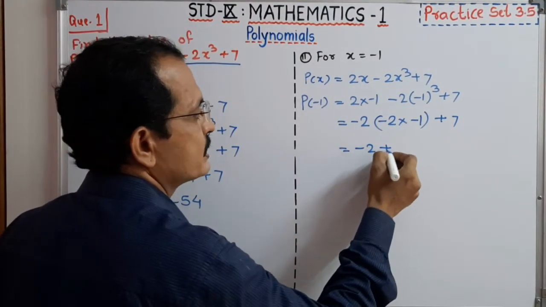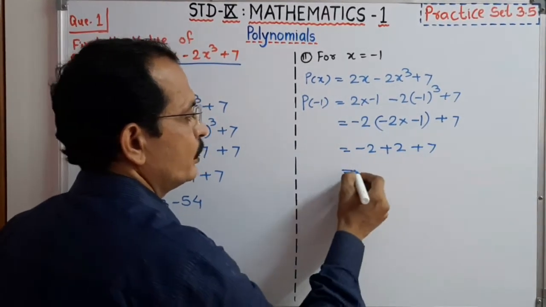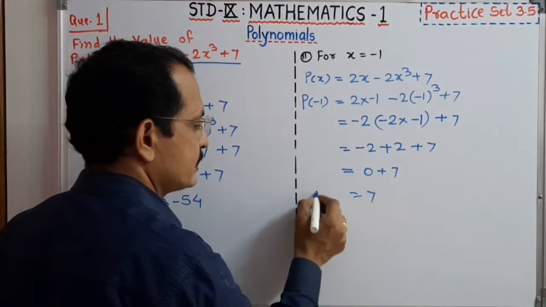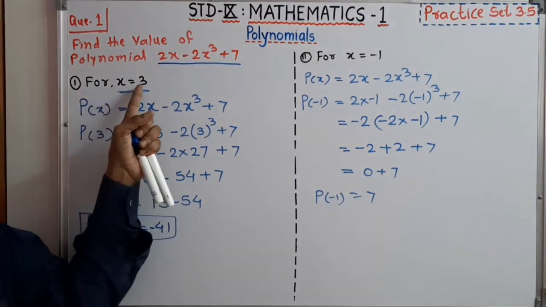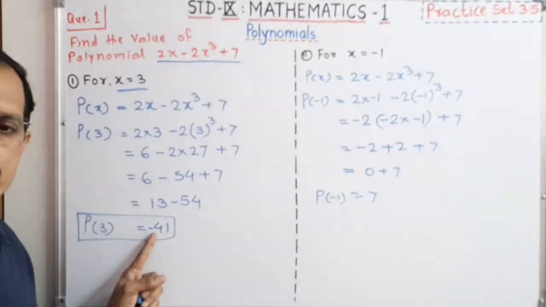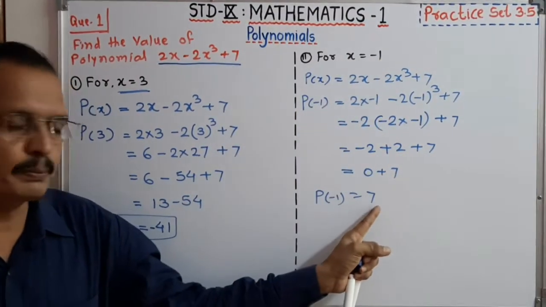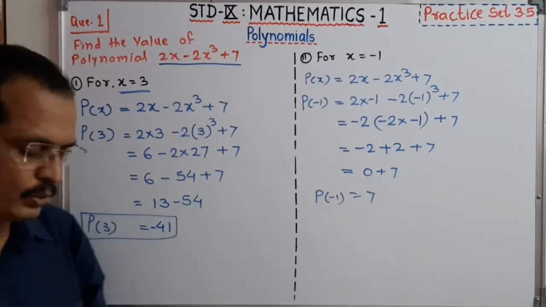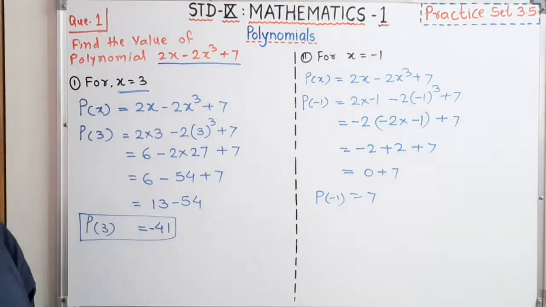Minus 2 plus 2 into 1, that is plus 2, plus 7. Now minus 2 plus 2 is 0, plus 7, therefore it is 7. Now see dear student, for x is equal to 3 we get the value minus 41. For x is equal to minus 1, we get the value of this polynomial as 7. Very simple. Now we have to find out the value of this polynomial for x is equal to 0.